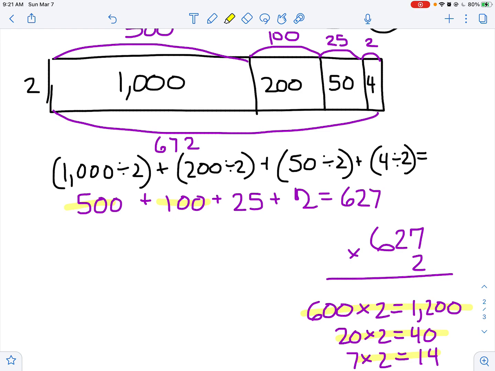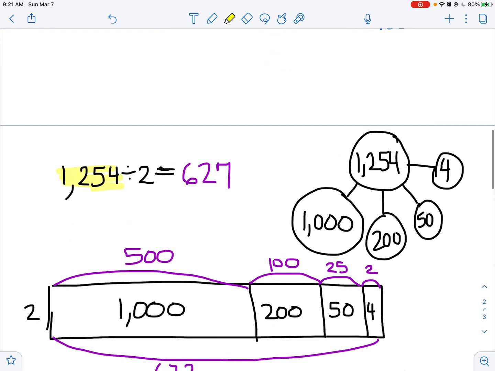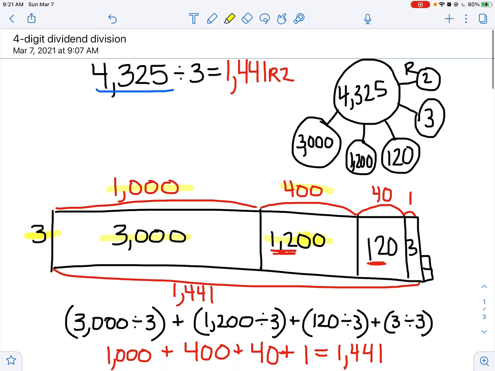So you are going to go ahead and try some 4-digit dividend division today. And you're going to make sure that you show it on an area model and check your work. Let me know if you need any help, and good luck.